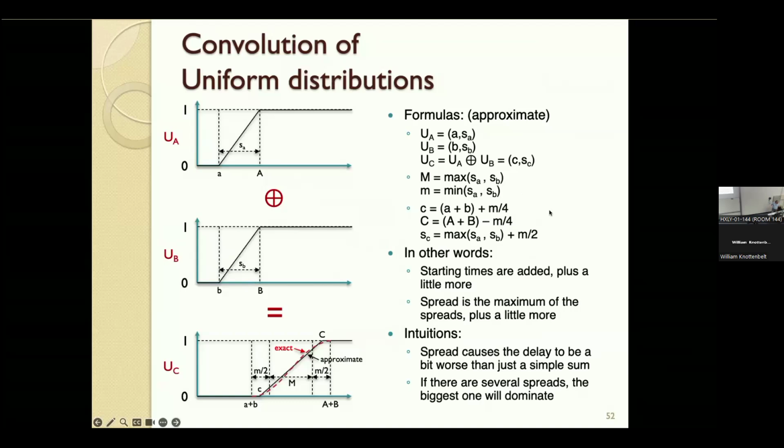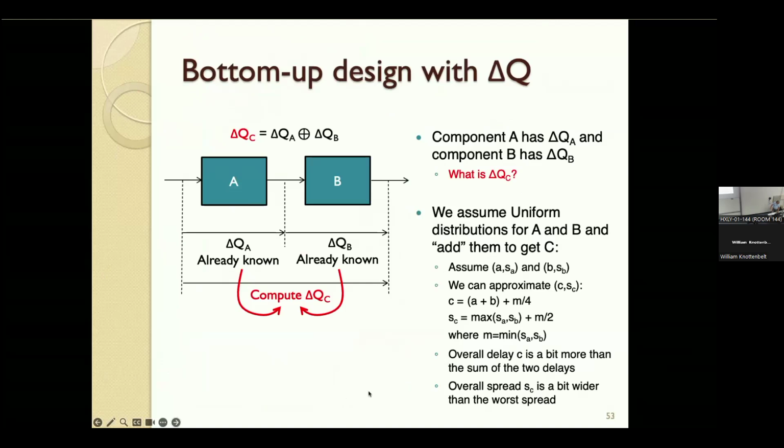So it's like you're combining the two in a naive way, but things are a little bit worse, okay? So that's a good way of thinking about the convolution of two uniforms. And now let's go into some examples. Let me first do a very simple example.